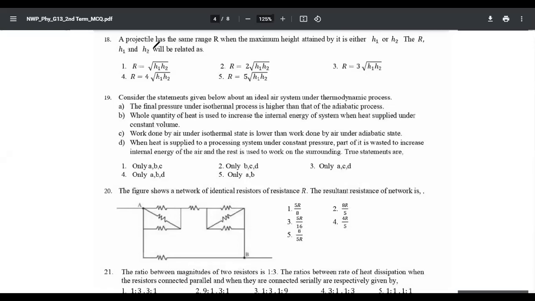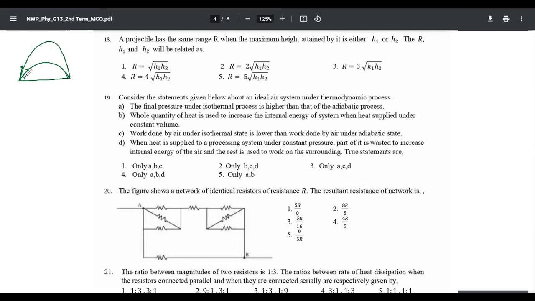Question number 18. A projectile has the same range R when the maximum height attained by it is either H1 or H2. The R, H1 and H2 will be related as, right? Now you must have learned in projectile motion, when you throw an object at two different angles, it will have the same range. It's a very important point you need to know.